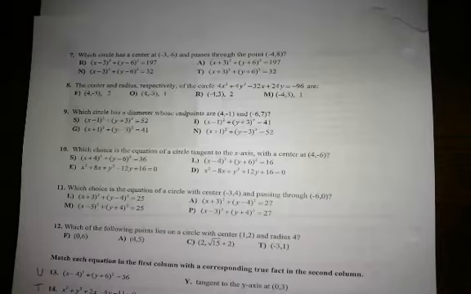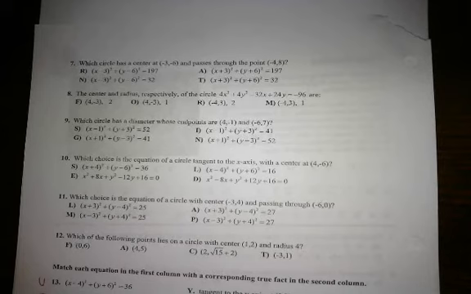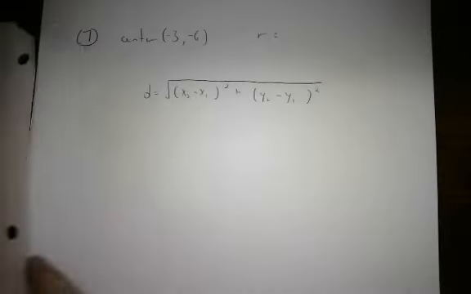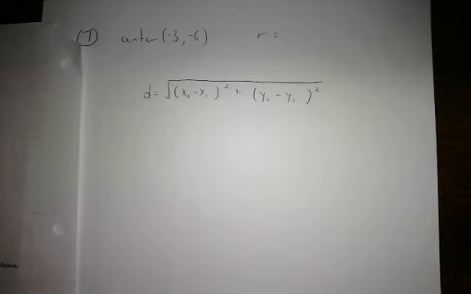I'm going to read the question and then do the work on a separate sheet so we have a little more workspace. So question 7, which circle has a center at -3, -6 and passes through the point -4, 8? Okay, so question 7 we're going to do on this page.